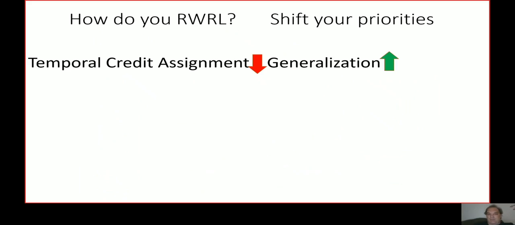I think the key answer is kind of a shift in priorities. So you want to shift your priorities to support real-world reinforcement learning applications. So as an example, simple credit assignment, in other words, which move lost the game, is really important to reinforcement learning. But maybe it's a little bit less important. Maybe generalization across different observations is more important.